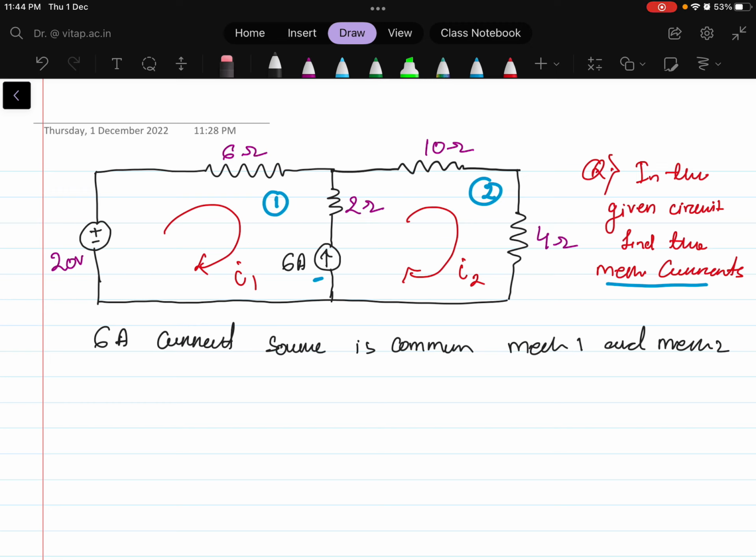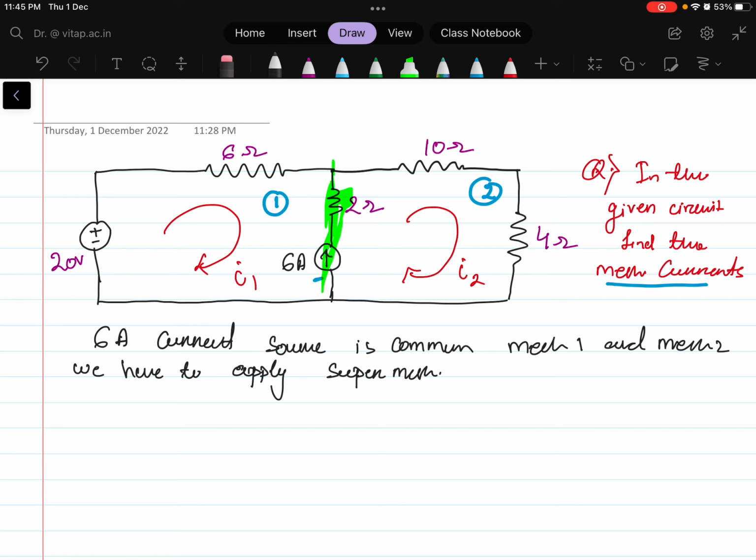we have to apply super mesh here. So when applying super mesh, as I have told, we will not consider this part in the circuit for putting the mesh, and we will combine mesh 1 and mesh 2 as a single loop. So how to write the equation?